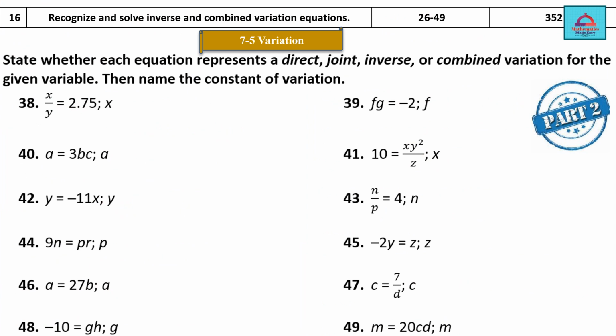Let's solve some more questions on lesson 7.5 variation. These are going to be solved in a similar way on direct, joint, inverse and combined variation. For the given variable, you have to see which one is going to give you the correct answer, and also you have to name the constant of variation. That is, give the value of constant of variation k. So let's do these questions 38 to 49 one by one in the next slide.